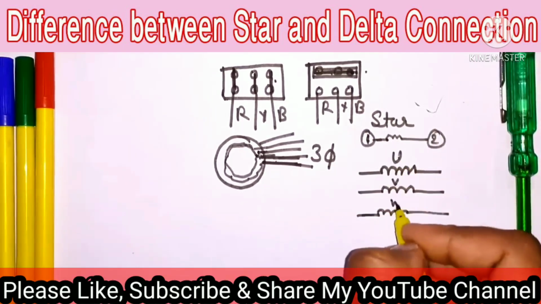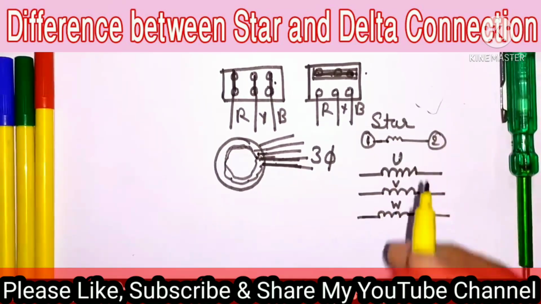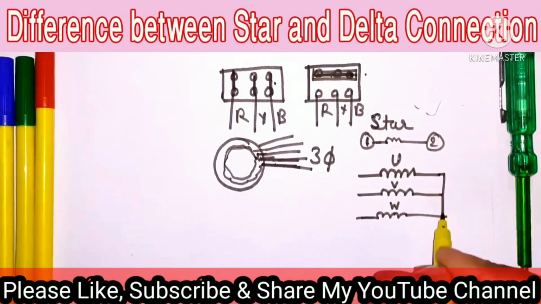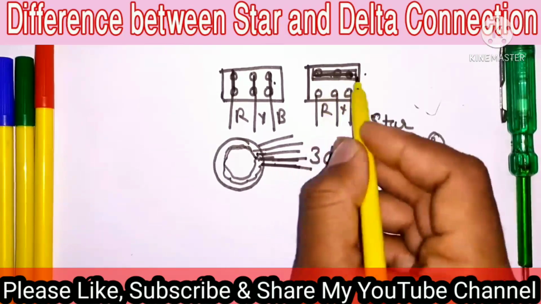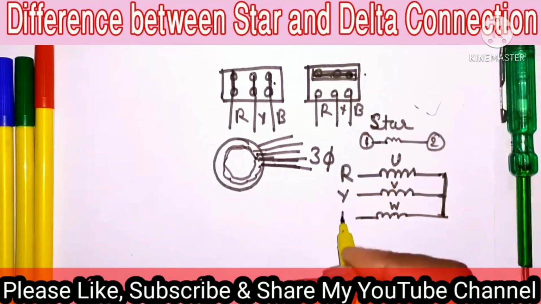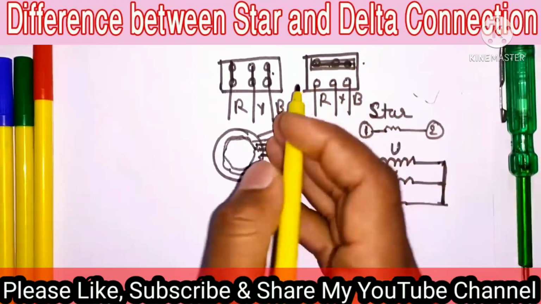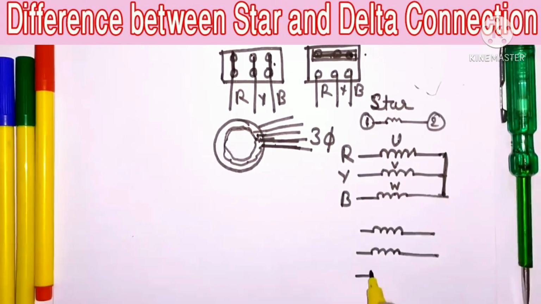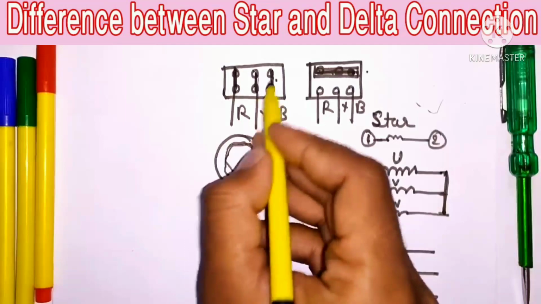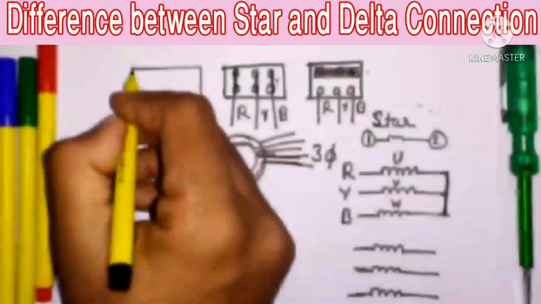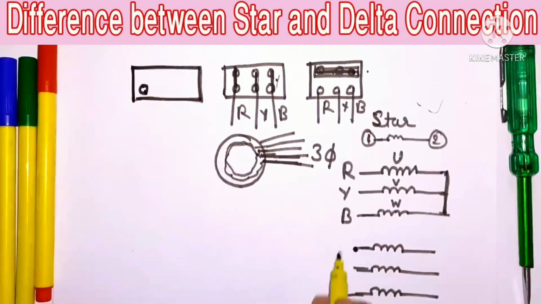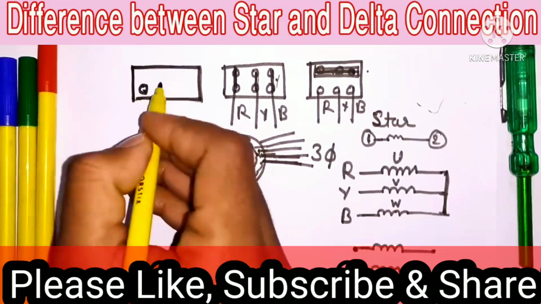See here the 3 windings, 1, 2 and 3. In the star connection, this is the first winding, there are 2 points, 1 and 2, and here also U, V and W. You can use these terminal names, or you can use R, Y, B. See here it is connected to each other: U2 V2 and W2 are connected to each other in the star connection. In the delta connection we are also using the 3 windings, called R, Y and B.